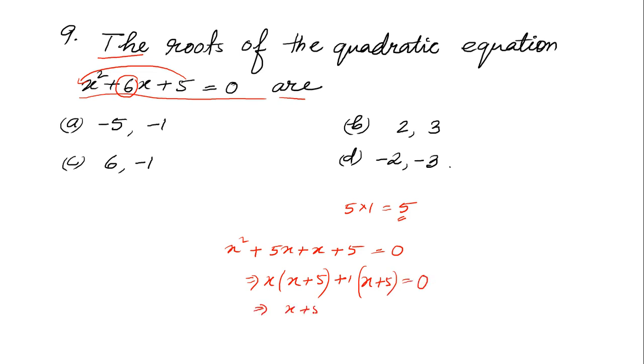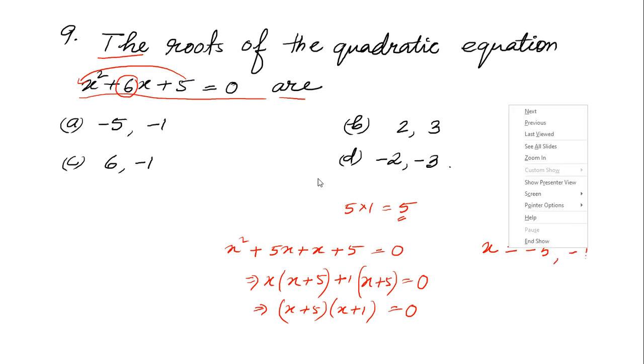Then what, x plus 5, x plus 1 is equal to 0, then we can say that the roots of the, that means the values of x, that those are the roots of the equations. So values of x are minus 5 or minus 1. So it is given here. Okay, option number A, minus 5 and minus 1, so that is the correct one.